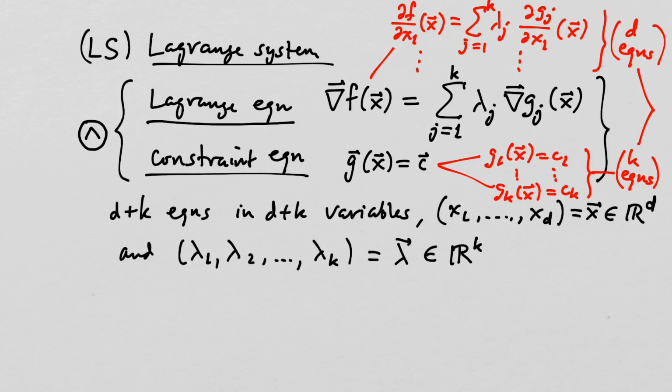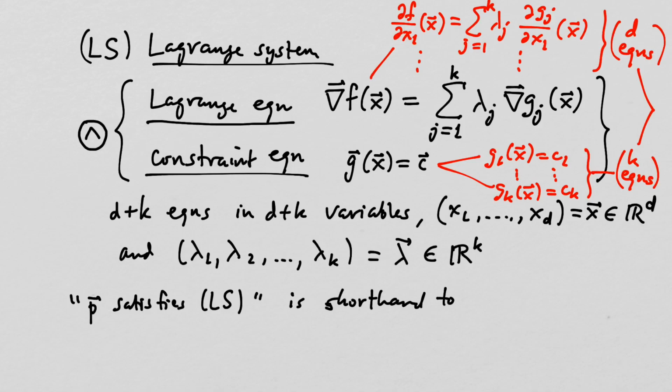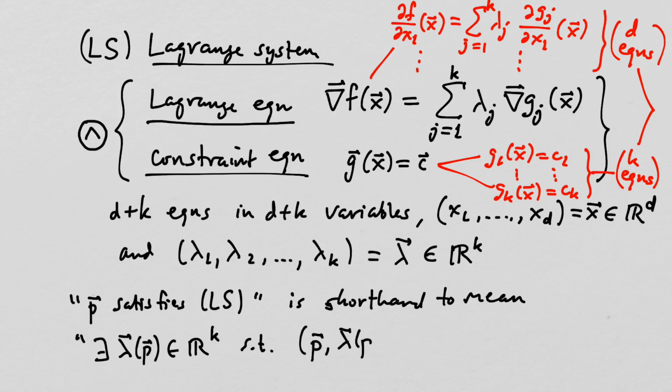Now, when we say that the point P satisfies that, that's a little bit of a misnomer. You have to understand it properly. The expression that P satisfies the Lagrange system is really shorthand. It's a shorthand conventional expression to mean that there exists a lambda of P in K space, such that P and lambda of P together, jointly, satisfy that Lagrange system. See, the lambda depends on P. That's why I'm writing it as lambda of P. It's like a function of P.